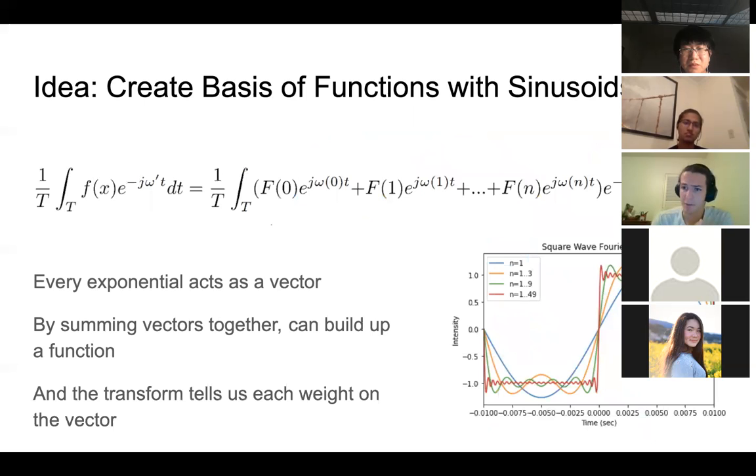And then the transform is telling us how much weight is on each vector. So if you were to actually do this transform, this function capital F of omega prime would tell you how much of each sinusoid of frequency omega prime is inside my function little f of x. And once we have all of these weights, we can sum every single sinusoid of each frequency together and eventually start forming something that looks like a square wave.